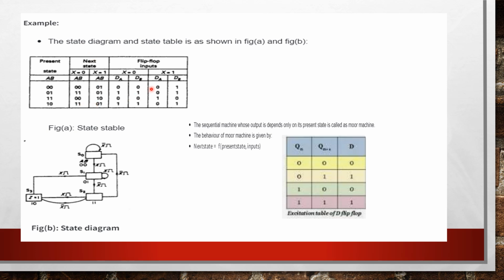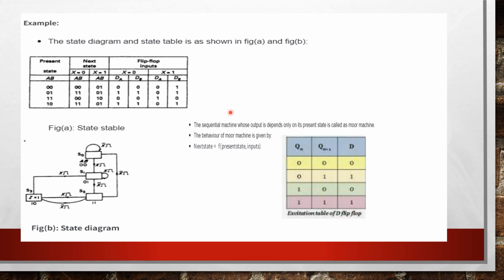Then we should find out the flip-flop inputs. Here the flip-flop taken is the D flip-flop. For the D flip-flop, we have to mention the excitation table, that is the present state, next state combination. What is the value of D? When the present state is 0 and the next state is 0, the D value will be 0. Likewise, for the combination 0, 1 it will be 1. For 1, 0 it is 0. When the present state is 1 and the next state is 1, the D value will be 1.